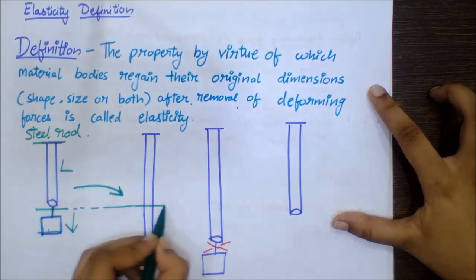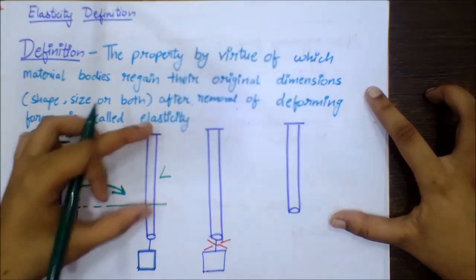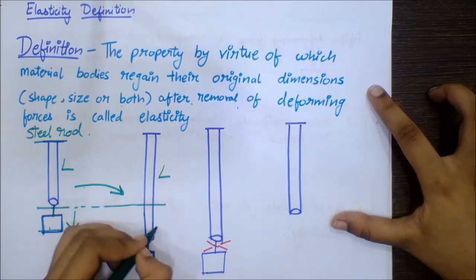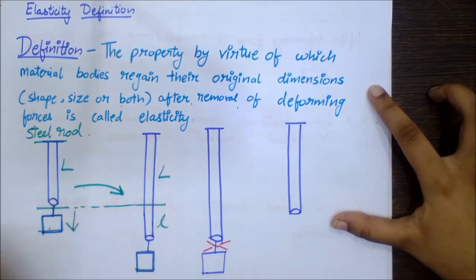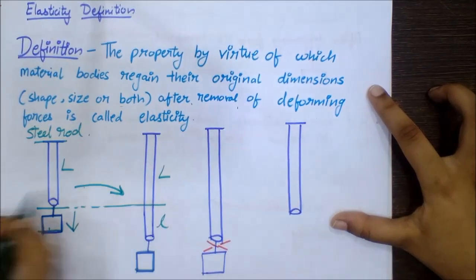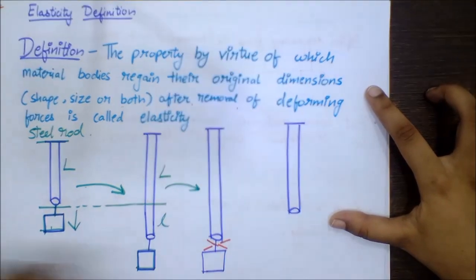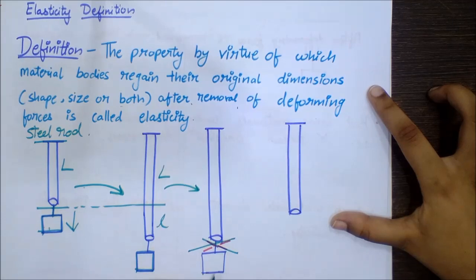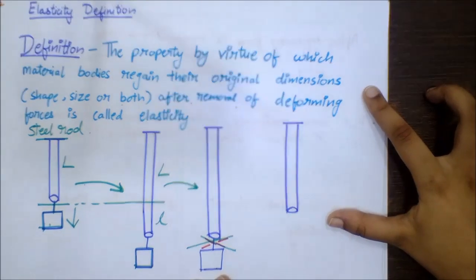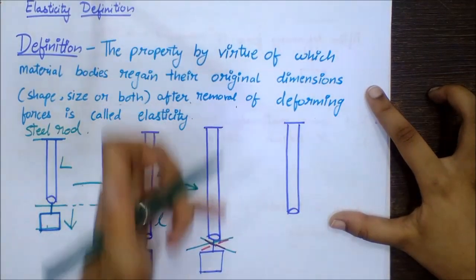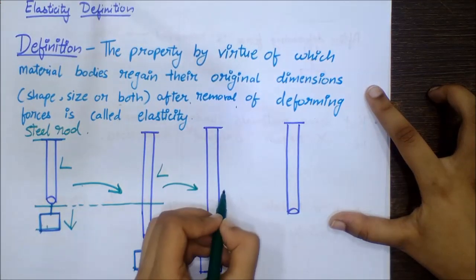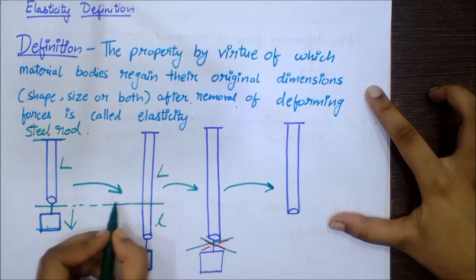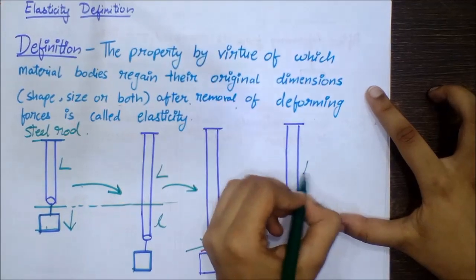This was its original length L. This is L plus some other length. This is my increase in length. Let's name it a small l. Now, in the third step, what happens is I remove the external deforming force, which was leading to the increase in the length of the rod. After removing the force, it will go back to its normal length L again.